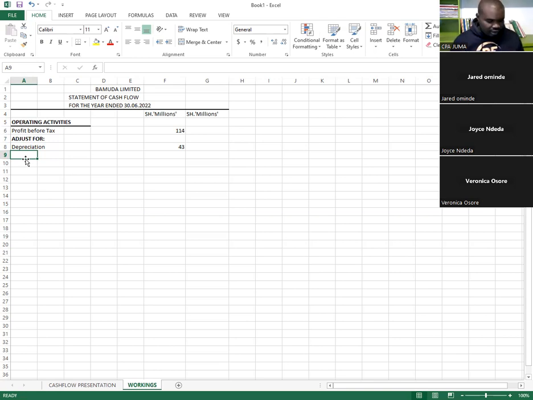So I will come here. It must be there. So you write here amortization stroke impairment, whichever. So we'll capture it here. Go to non-current assets.